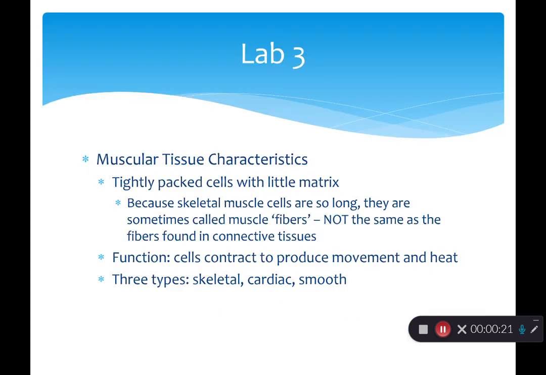Starting with muscle tissue. Muscle tissue is very tightly packed tissue with little matrix in between. So you're not going to see a lot of spaces where you would find tissue fluid, the ground substance. You're also not going to see collagen fibers, elastic fibers, and reticular fibers. Those were in connective tissue only.